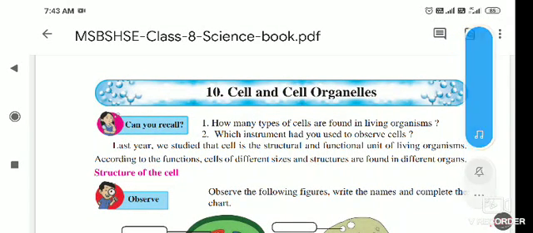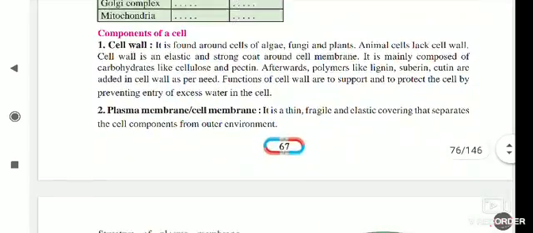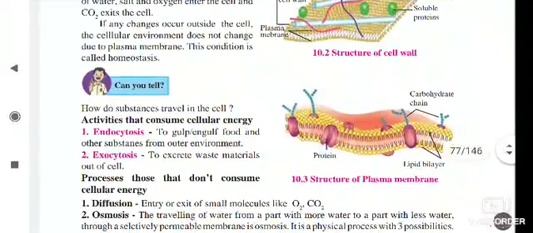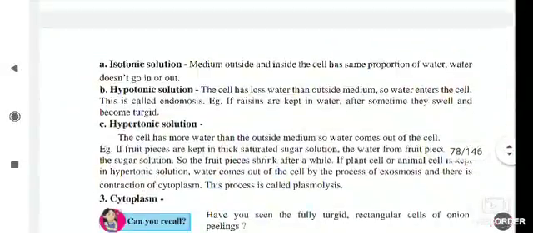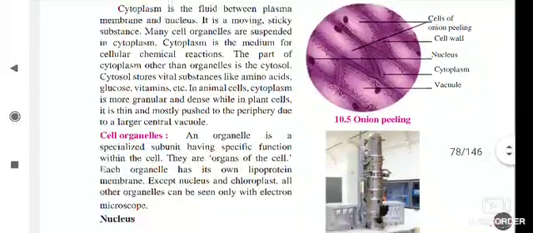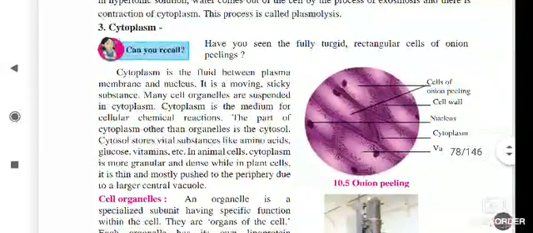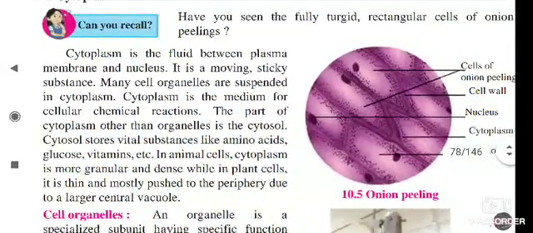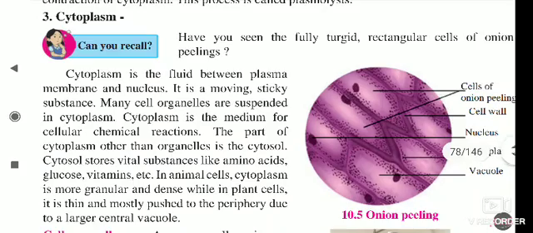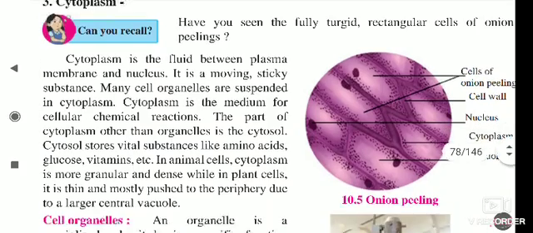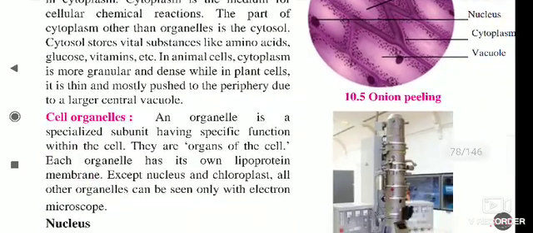Lesson number 10, cell and cell organelles. Under this lesson, we will see the next part of the lesson, and it is the cell organelles. Yesterday, we saw the cytoplasm and the names of the different cell organelles. So today we will see, one by one, all the cell organelles.